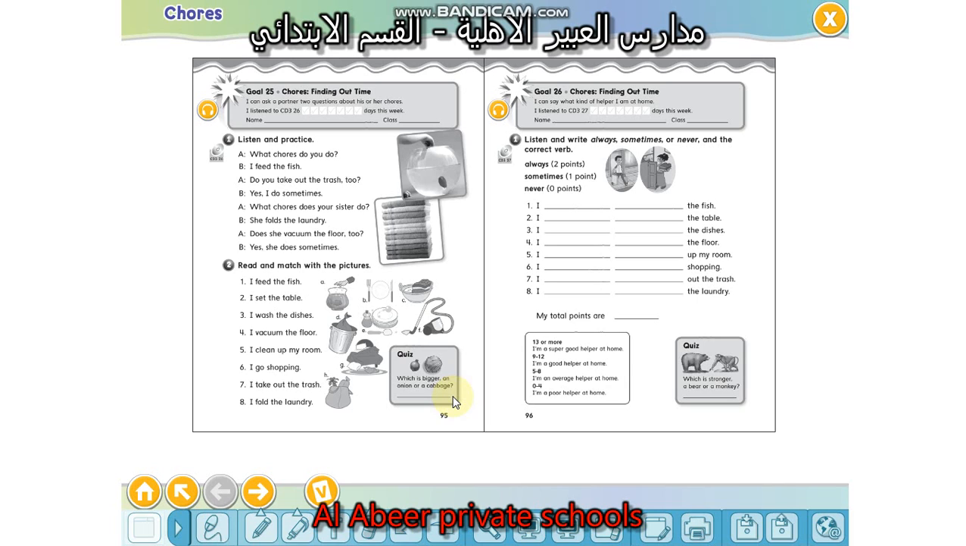2, read and match with the picture. Page 96, listen and write always, sometimes or never and the correct verb. Always gets 2 points, sometimes 1 point, never 0 points.